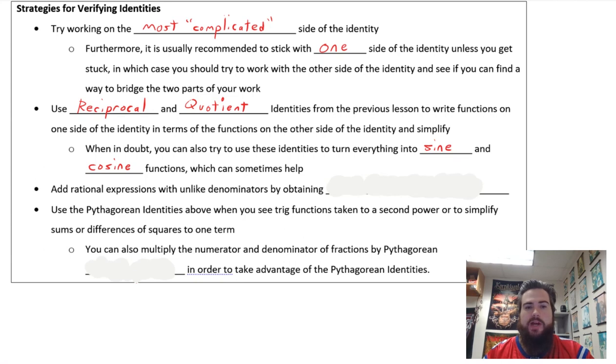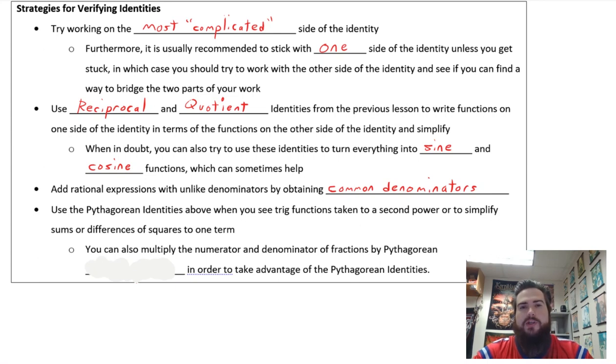For the third strategy, you can also try to add rational expressions with unlike denominators by obtaining common denominators. If you've taken an algebra course, this should be pretty common knowledge, that if you want to add two fractions together, you need to get a common denominator. However, keep in mind here that the fractions you will be adding aren't necessarily going to just be 1/2 plus 1/3.